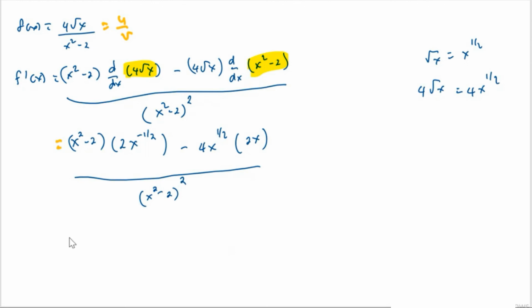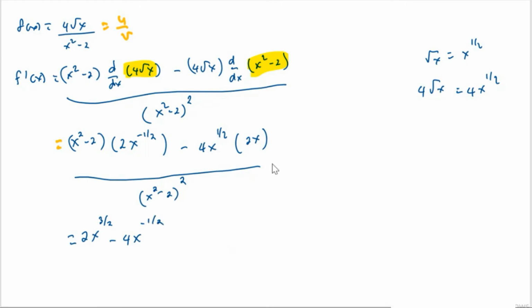Now, using distributive property, we have x squared minus 2 times 2x raised to the power of negative 1/2. So let's multiply the first term. So x squared times 2x to the power of negative 1/2. We have now 2x to the power of 2 minus 1/2, which is to the power of 3/2. Then negative 2 times 2, we have negative 4, and copy the variable x raised to negative 1/2.